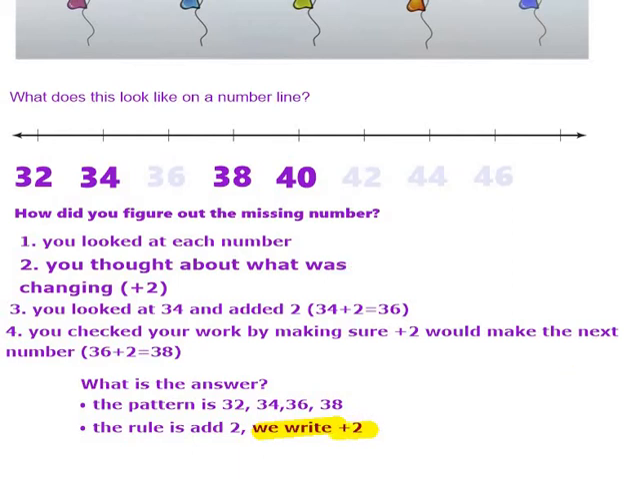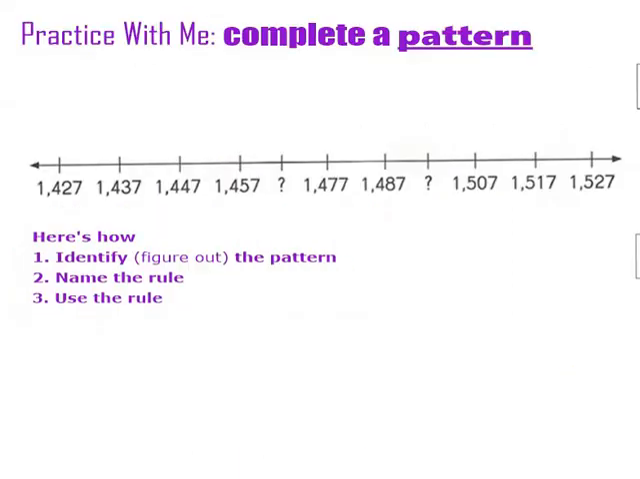Okay, let's do one together. Let's complete this pattern. We want to start by identifying a pattern, and you already know how to do that. Let's just do the same thing we did before, this time with third grade numbers. We're going to look at the numbers and see what's happening. So I see 1,427, 1,437. I already noticed something.